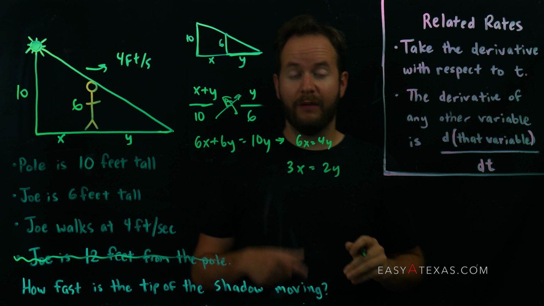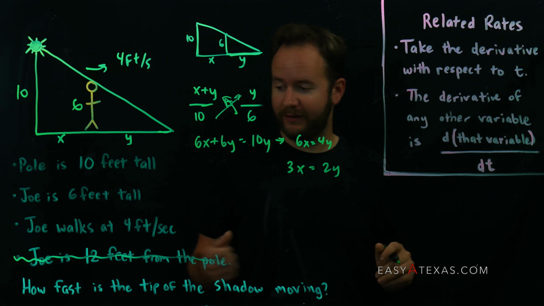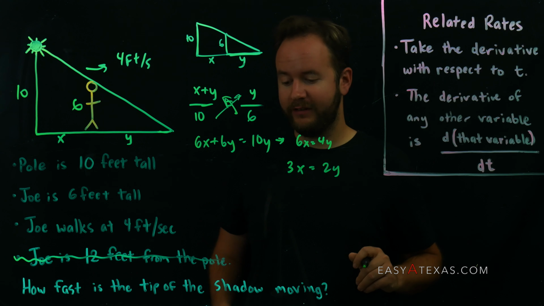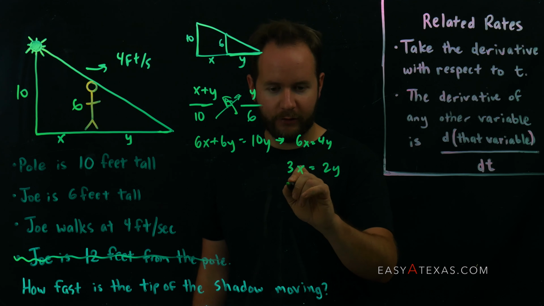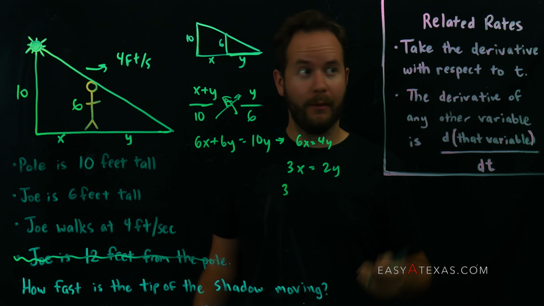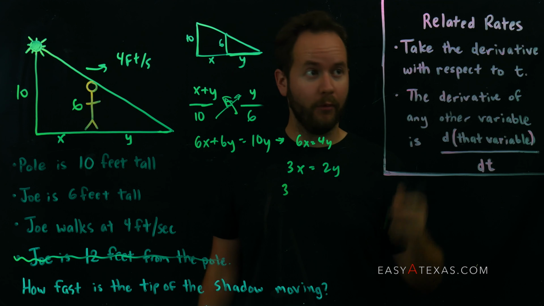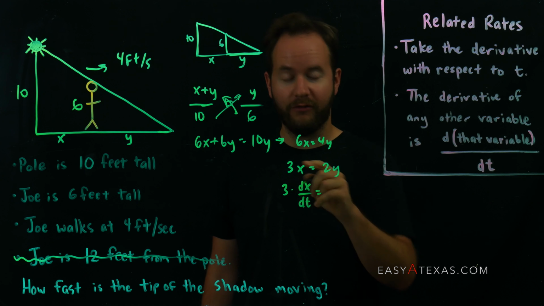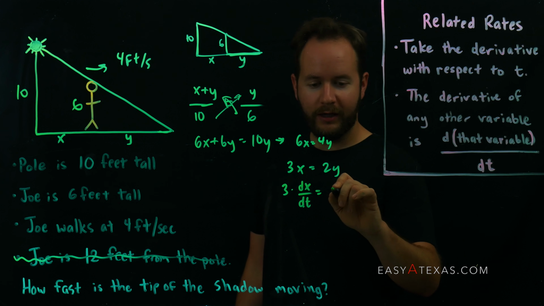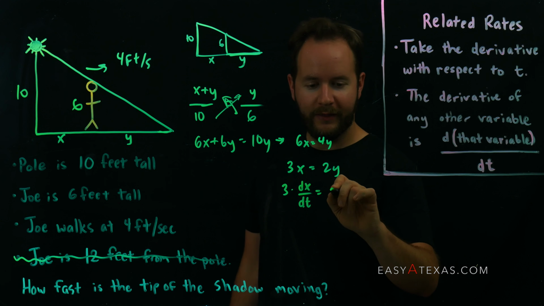Now that I have this equation, I'm going to take the derivative of both sides with respect to t, because after all, we're trying to figure out how fast the tip of Joe's shadow is moving. Okay, we're going to take the derivative. When we do that, the derivative of 3x, you might think it's just 3, but remember, we're doing related rates. So we take the derivative with respect to t. And anytime we encounter a variable other than t, we tack on d that variable, dt. So in this case, we took the derivative of x, we have to say dx dt. y, that would be 2 times dy dt.